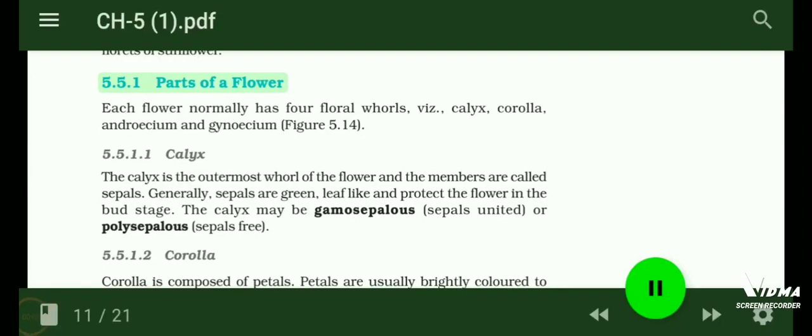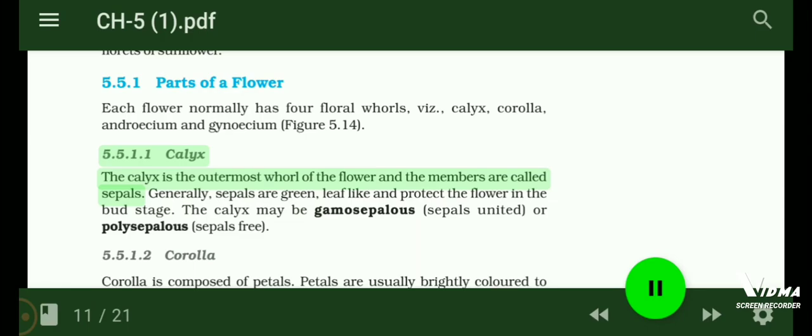5.5.1 Parts of a flower. Each flower normally has 4 floral whorls, viz. calyx, corolla, androecium and gynoecium. Figure 5.14.